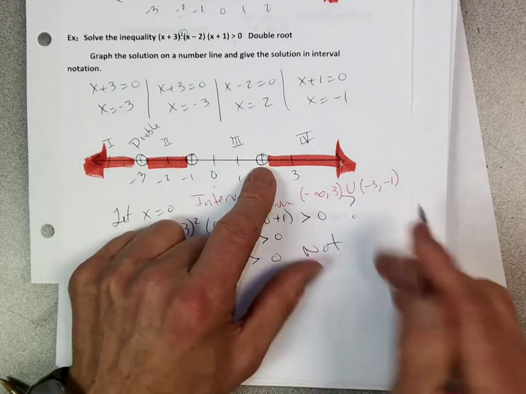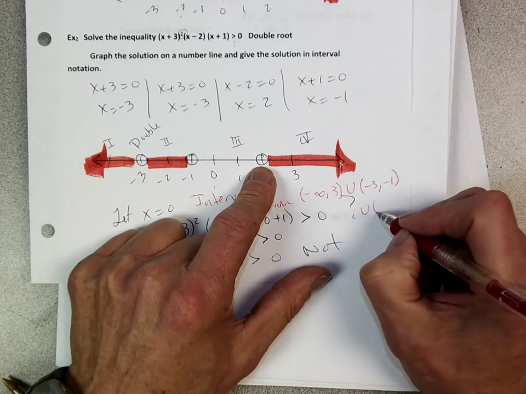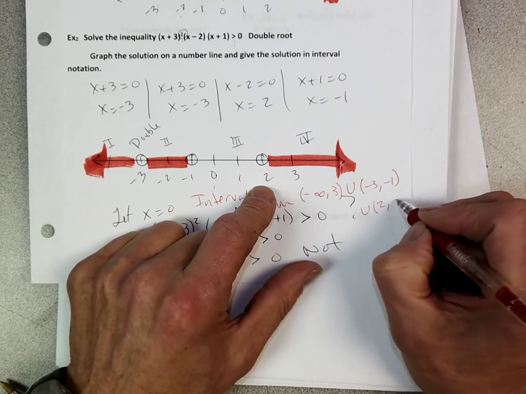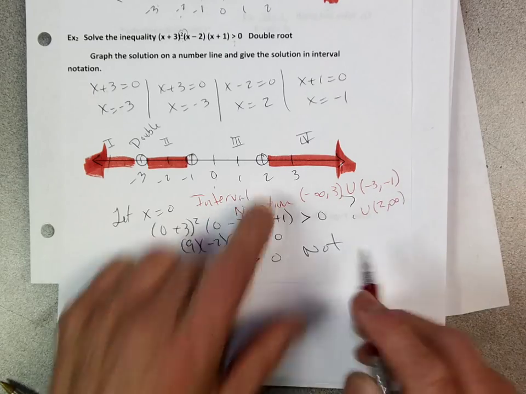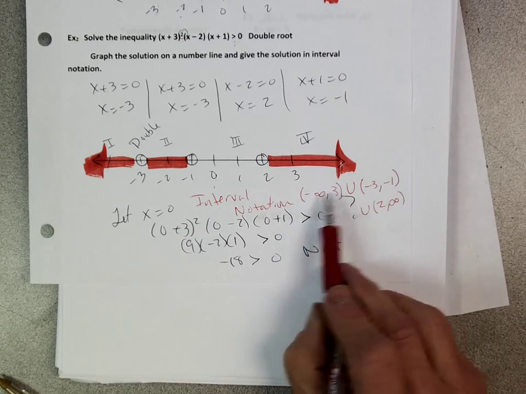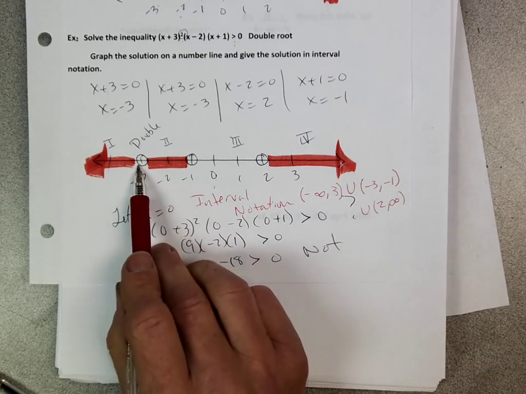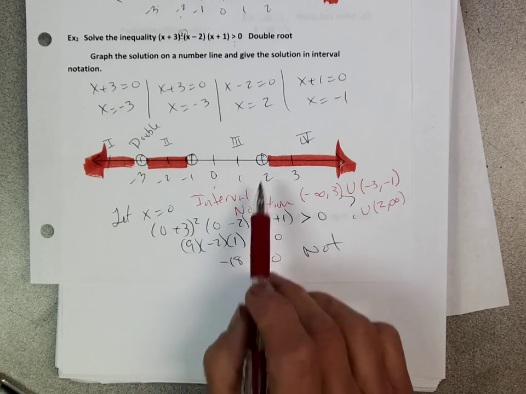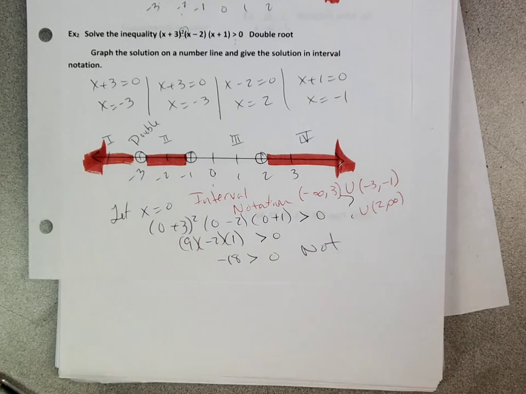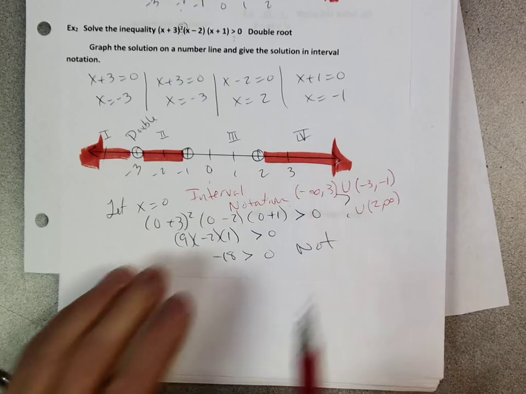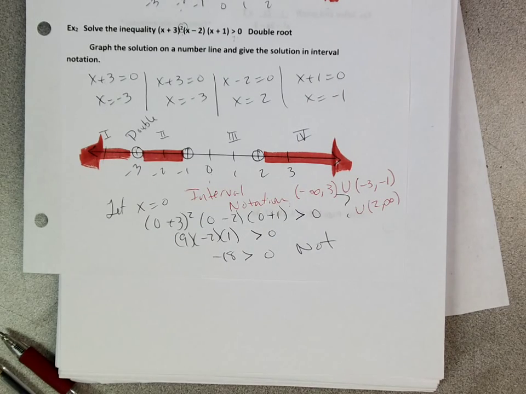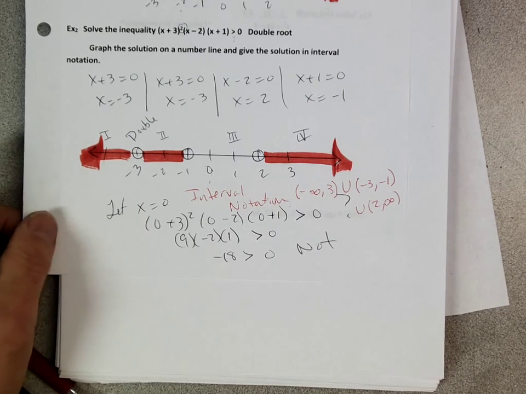Then we got to go to the next one. So union, one more union with 2, comma, infinity. Now, none of these symbols are brackets because we don't include negative 3, negative 1, 2, or either infinity. So that's interval notation, and that's given on the number line. All right, let's turn the page.